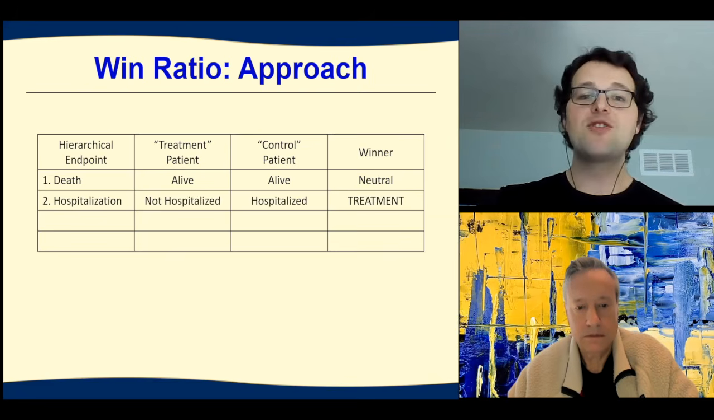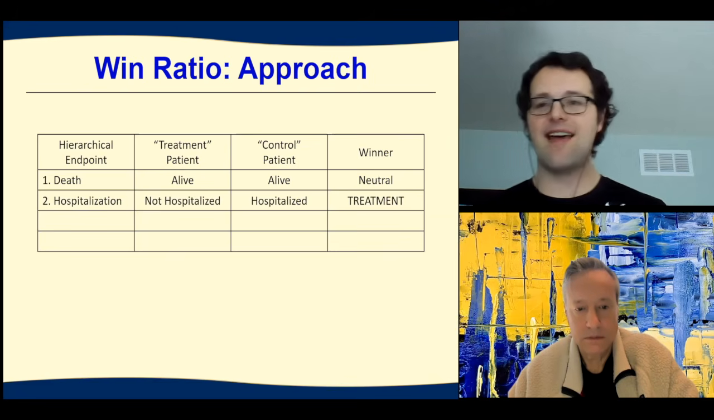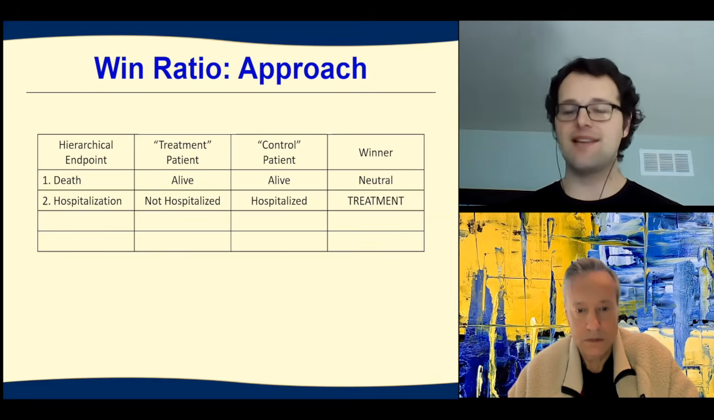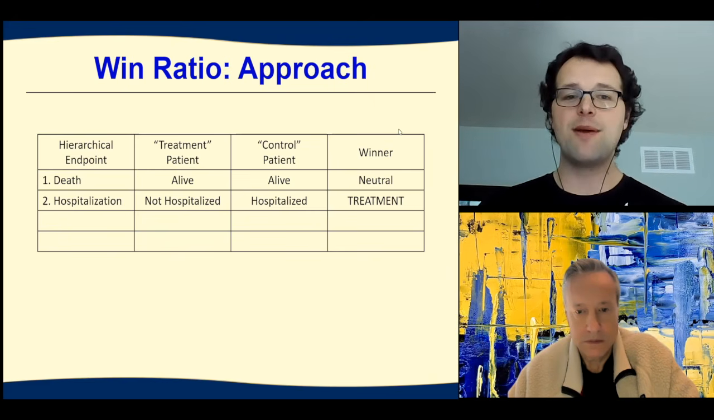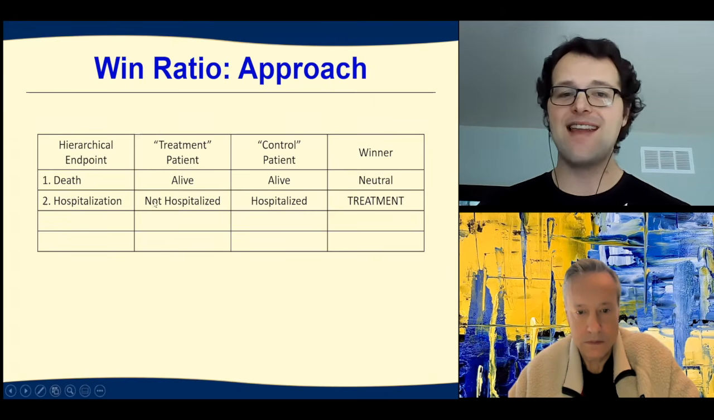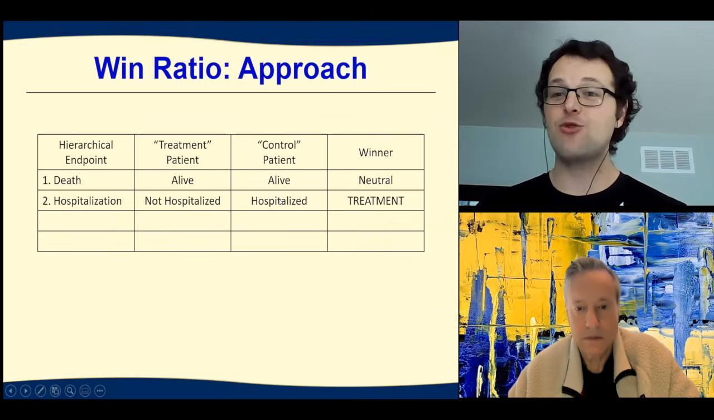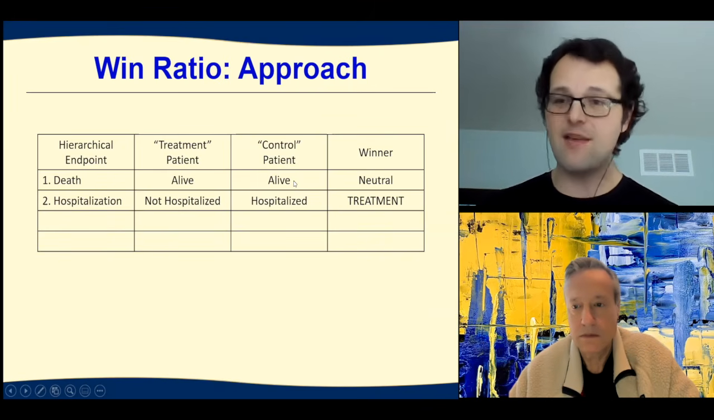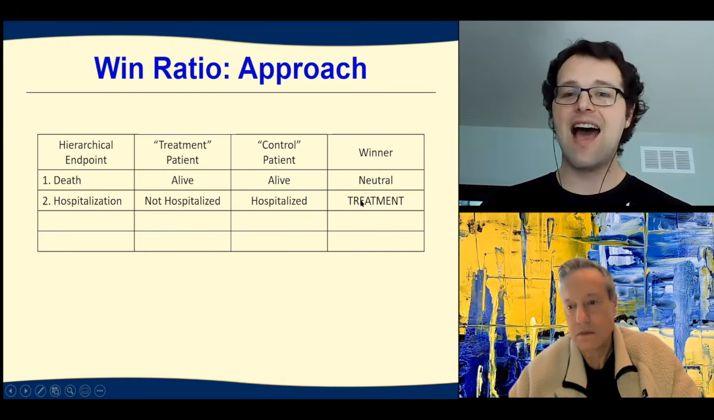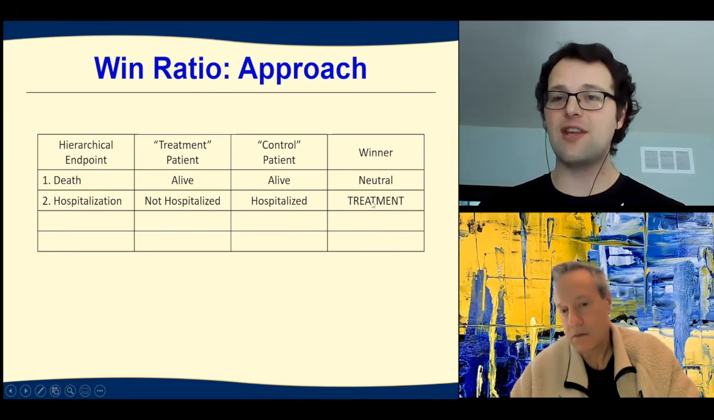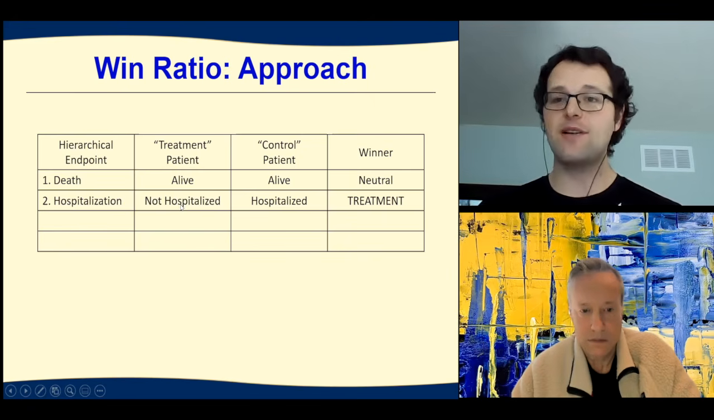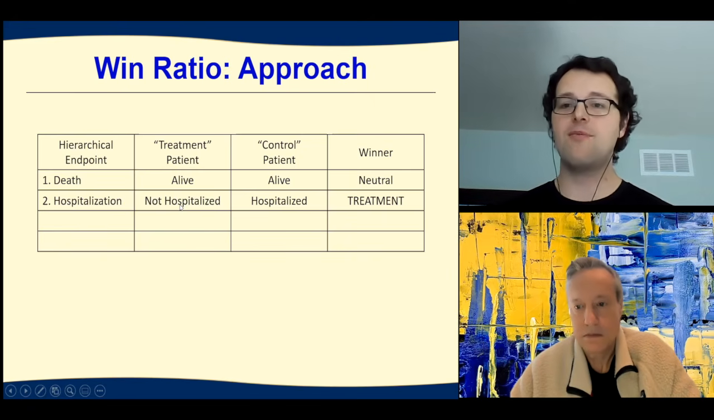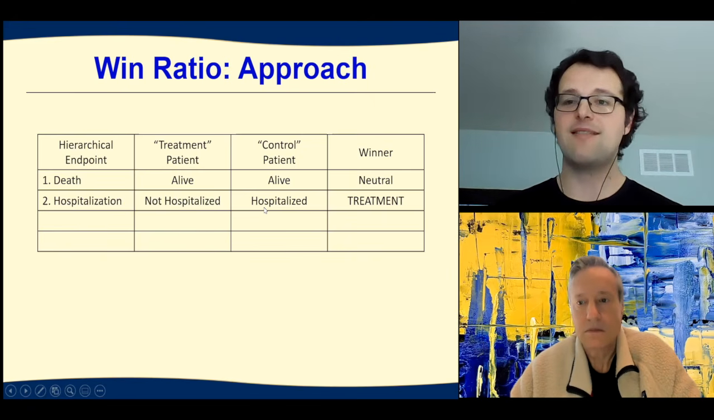Correct. So now we take it down to maybe my second layer of the endpoint will be hospitalization, if a patient was hospitalized during the study. So if I have a treatment patient who was alive and was never hospitalized, and a control group patient who was still alive at the end of the study but was hospitalized, again, I would consider the treatment group the winner here because the treatment patient was never hospitalized during the study, and we consider that a better outcome than the control group patient being hospitalized.